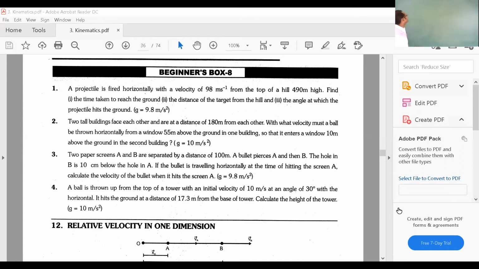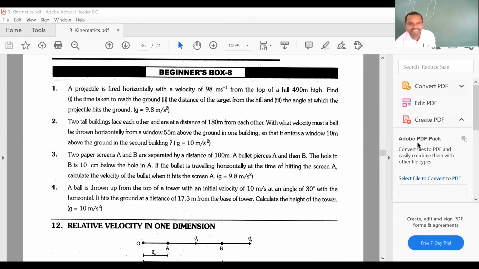There are two paper screens. This is one paper screen you take, and this is another paper screen. This is paper screen A, paper screen B. Like these two screens are there here. Okay, imagine like this. Two paper screens are there.